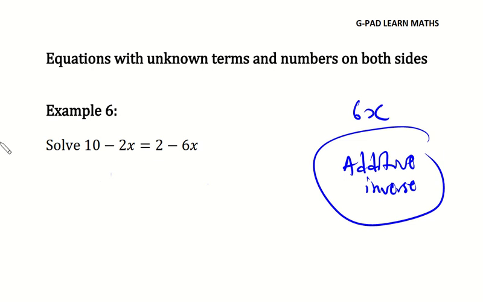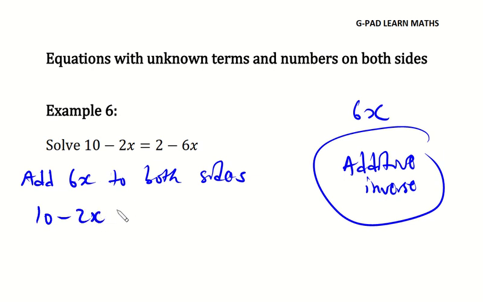Watch the way I'll do it now. So I will say add 6x to both sides. So I have 10 minus 2x. Remember, I'm adding 6x to both sides. So that's plus 6x is equal to 2 minus 6x, then plus 6x. I just added 6x to both sides.